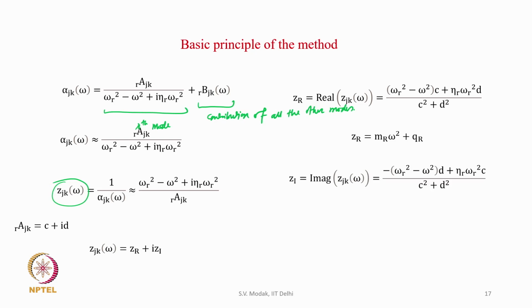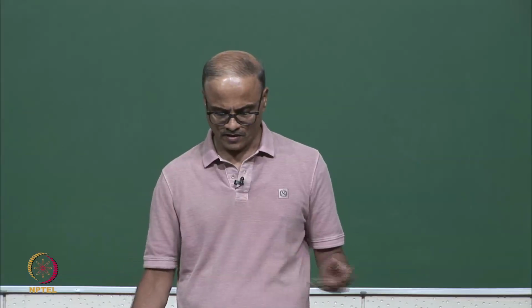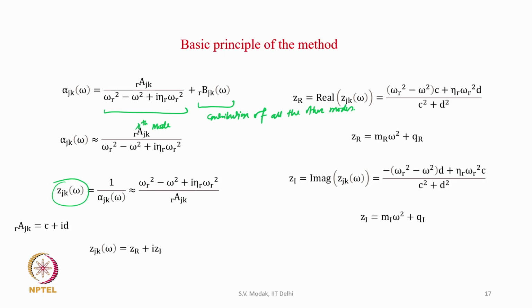Similarly, we obtain the expression for ZI, and we see that the right hand side of this expression is a linear function of omega square. Therefore, the relationship of ZI and omega square can also be represented by a straight line, as ZI is equal to mi omega square plus Qi. Here again mi and Qi are the slope and intercept respectively of the line between ZI and omega square.